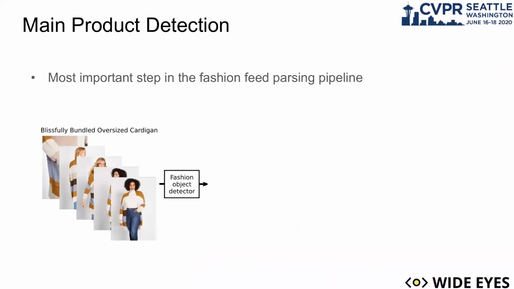First I would like to start with what main product detection is. It's the most important step in the fashion feed parsing pipeline. As you see here, we have multiple images and we have a product title.